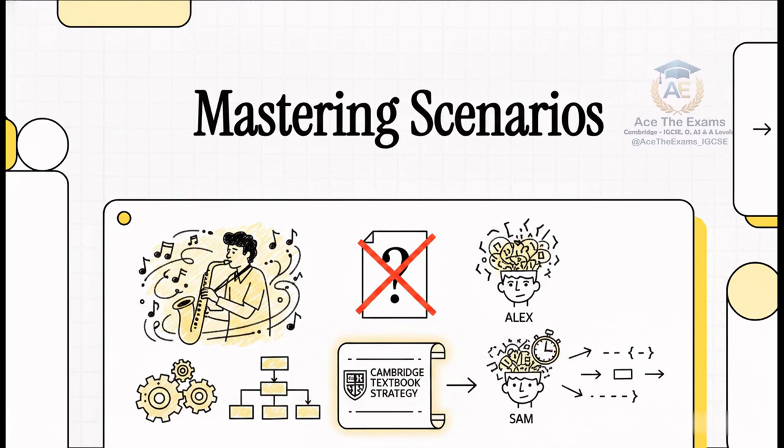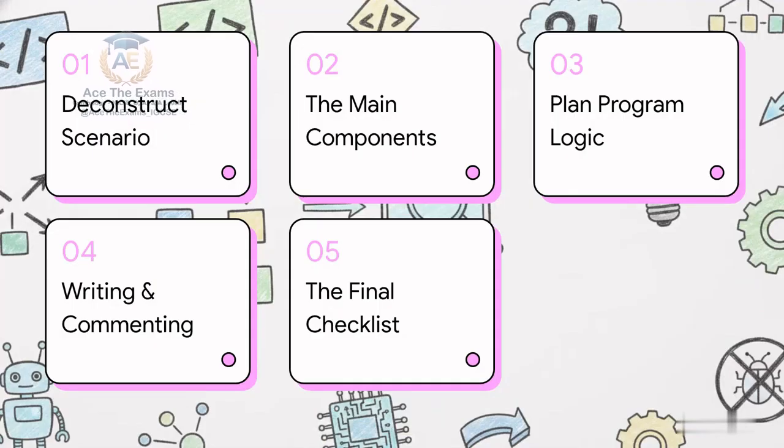Today, we are going to fix both of those deeply flawed approaches. We are going to build a structured, robust architectural blueprint directly on proven Cambridge strategies so you can confidently tackle any programming scenario they throw at you. Here's our syllabus for today's explainer. We are going to follow the natural chronological timeline of an actual exam setting to guarantee your success.